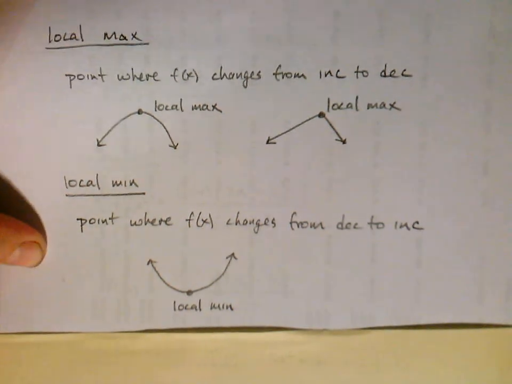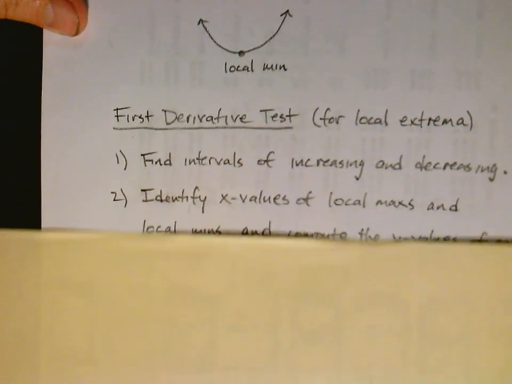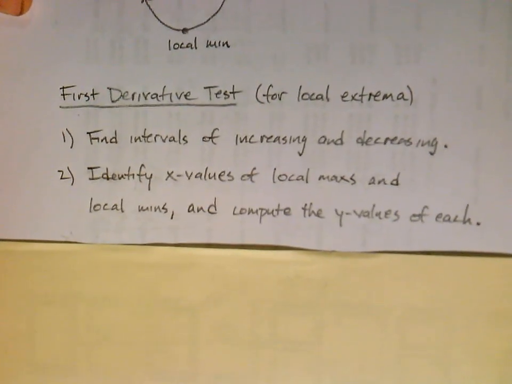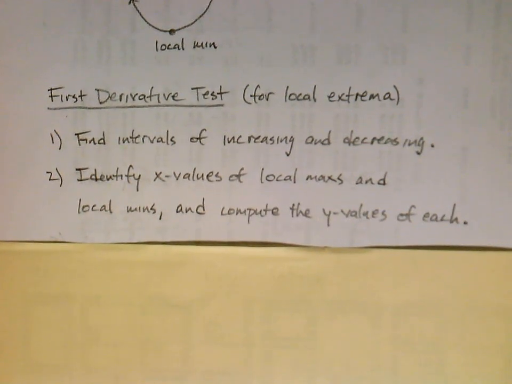So, how can we find these locations without even seeing the graph? Here's our first derivative test, as it's referred to because it uses the first derivative. And what is it a test for? It's not really clear in the name. It's for local extrema, is the word that people use. Extrema, well, those are the extreme points, the local mins and the local maxes. So here's the test to find where your local mins and maxes occur.